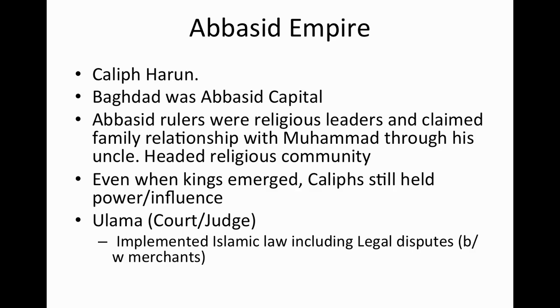The Abbasid Empire, as I mentioned earlier, their influence did extend into Persia. The Caliph was Harun. If you recall, his wives were kind of problematic in a sense. Remember the harem politics. Baghdad was the new capital. It moved from Damascus. Abbasid rulers were, obviously, theocratic. They were religious leaders. They claimed a relationship with Muhammad through his uncle, so they were heads of the religious community as well. There was a court or a judge known as a ulama who implemented Islamic law. So that wasn't just for the Abbasid Empire, but it would add to an essay about politics or governing of an Islamic empire.